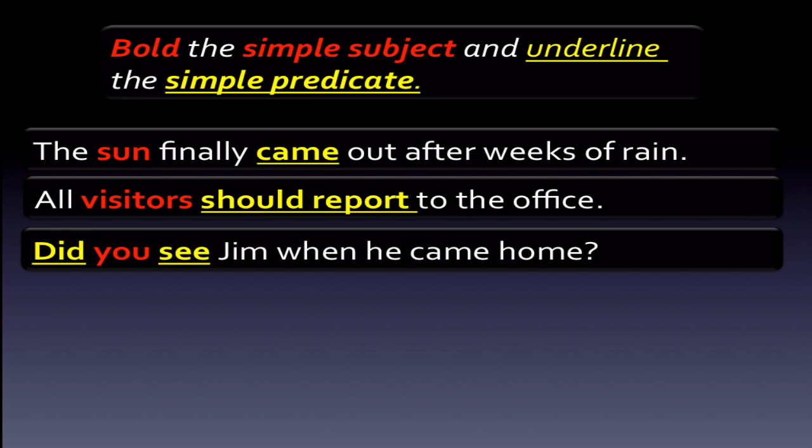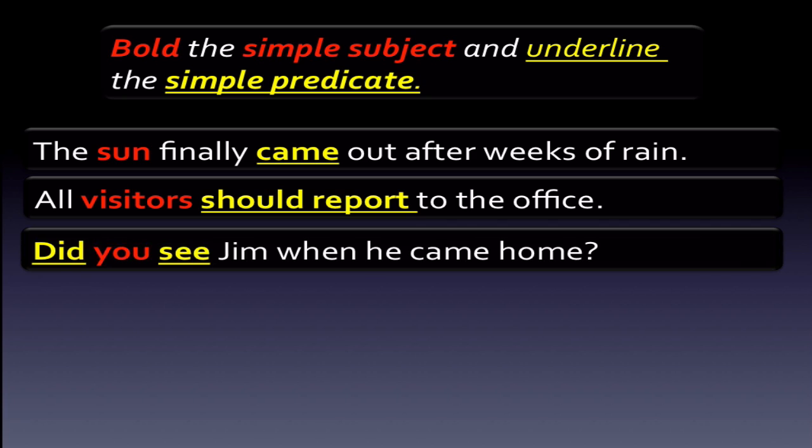Did you see Jim when he came home? What are the sentences talking about? About you seeing Jim when he came home, right? So my simple subject is you, right? That's perfect. Now, the simple predicate, what's the main verb in here? See. But did is a helping verb. So helping verb plus the main verb is the simple predicate.